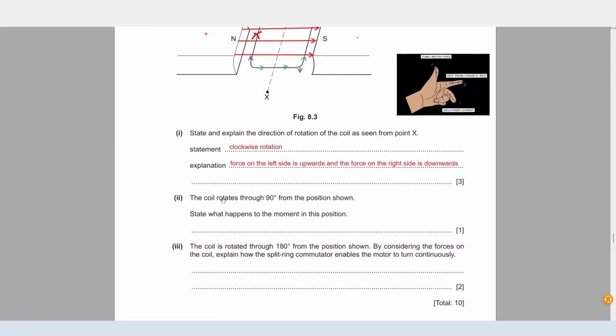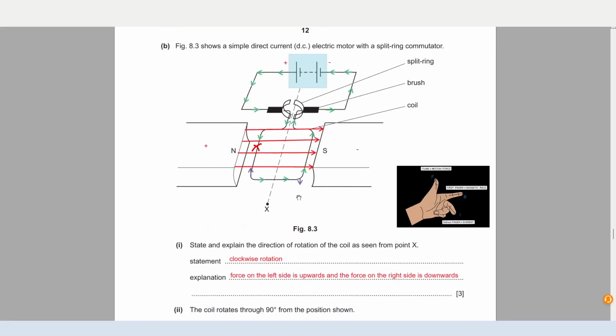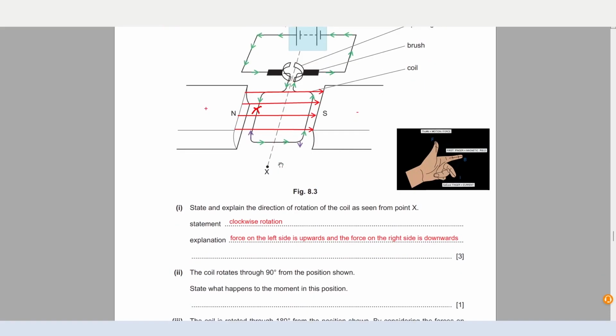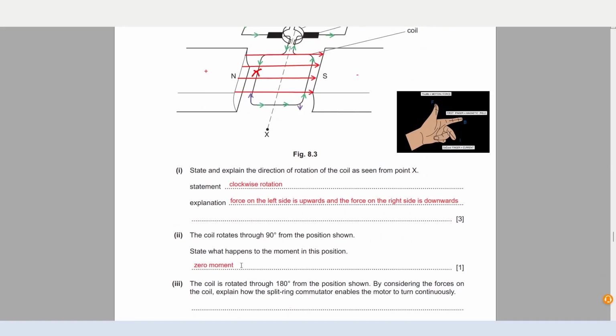Part 2 says the coil rotates through 90 degrees from its position. State what happens to the moment in this position. What is moment? Moment is force times perpendicular distance. As this moves here and the perpendicular distance is 0, there will be 0 moment. So we can write here 0 moment.